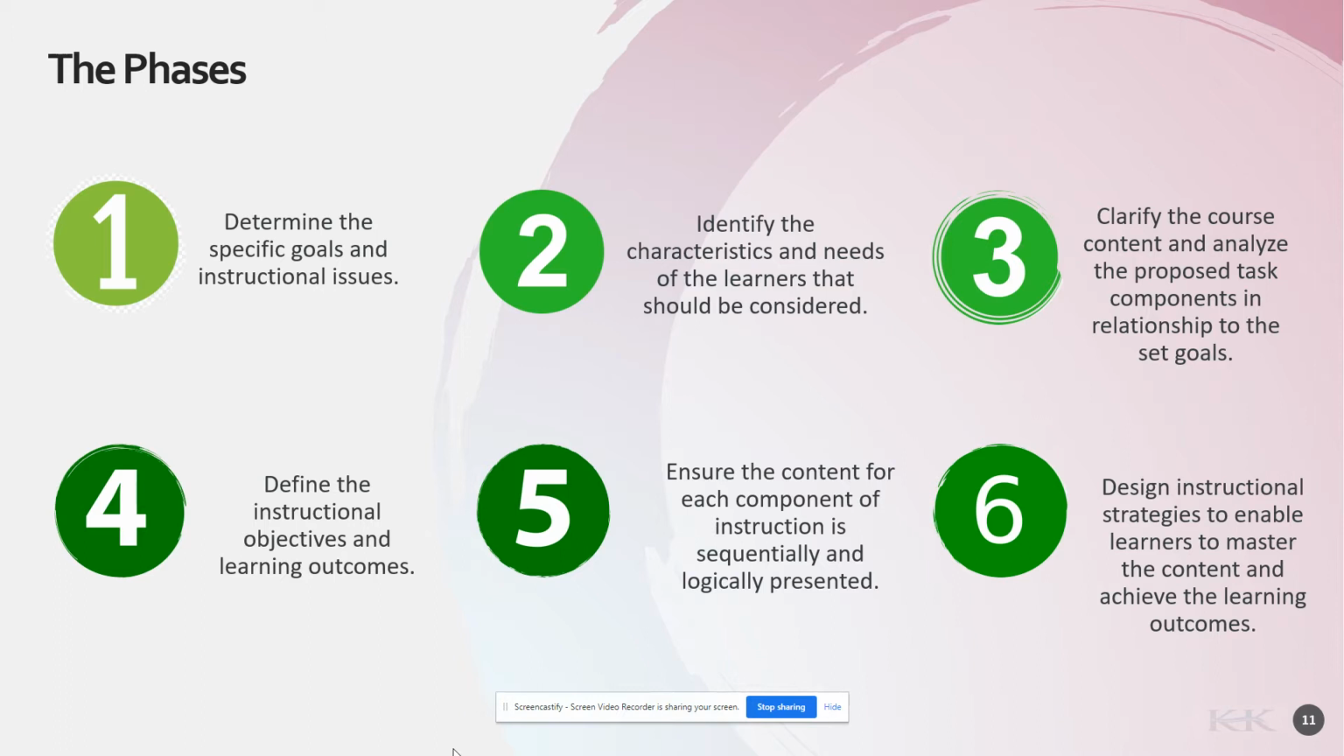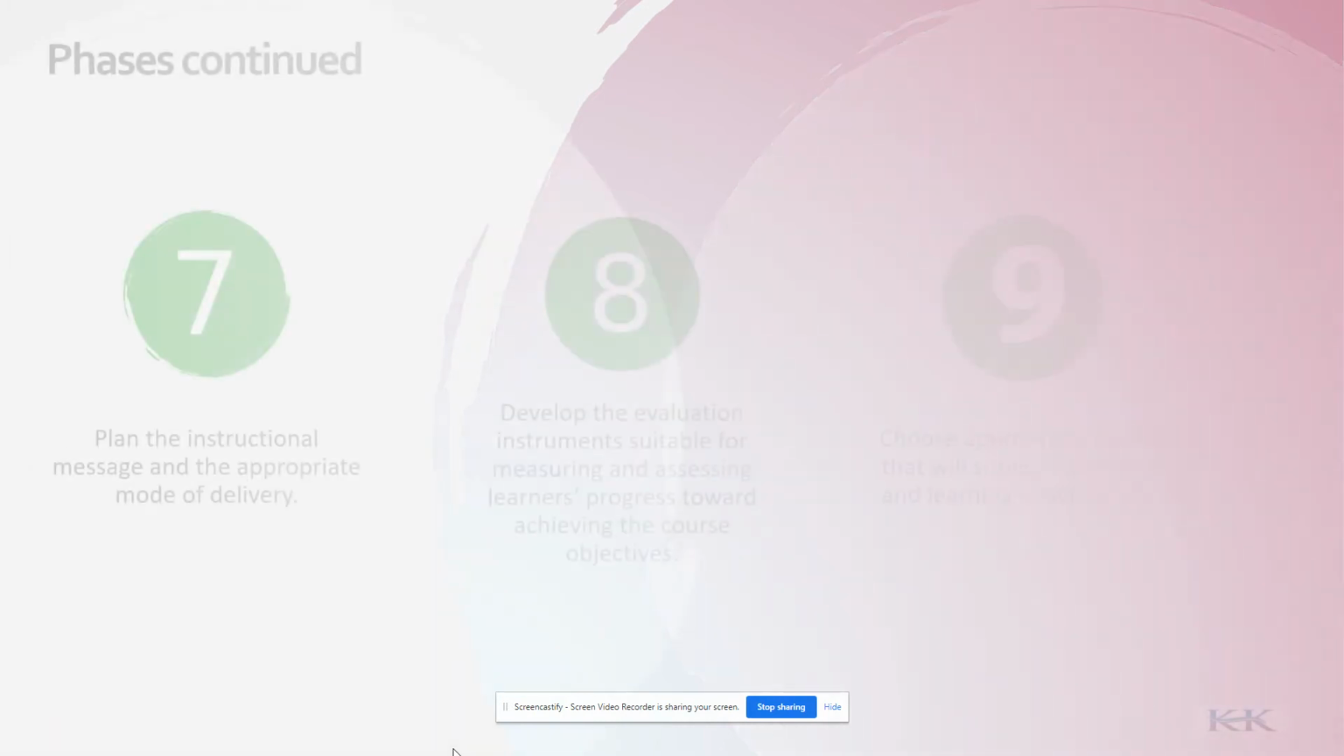In phase 5, ensure the content for each component of instruction is sequentially and logically presented. Similar to the first step in the Dick and Carey model, in this phase, the designer analyzes the broad learning objectives of the course and translates them into more specific and defined goals. In phase 6, design instructional strategies to enable learners to master the content and achieve the learning outcomes. Here, the designer will design activities that assist with course facilitation.